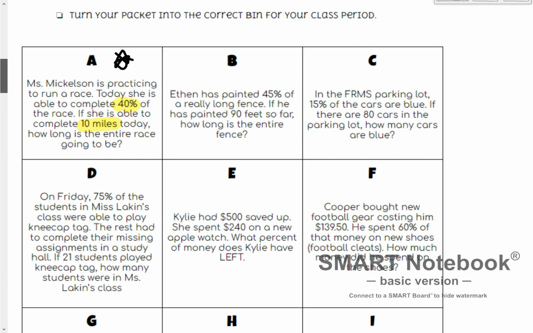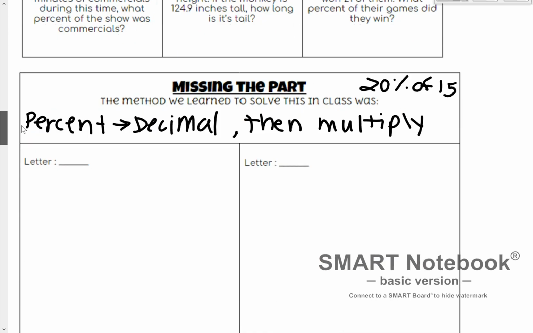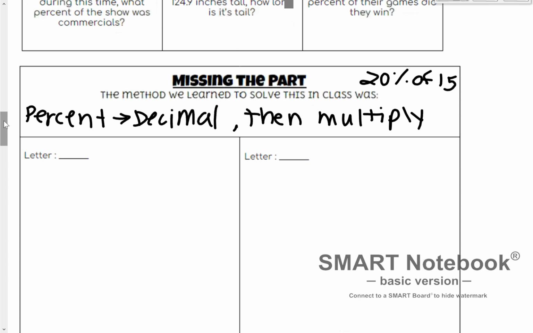If you want to write it on here, sorry, again, I'm just going to be writing really big because of my finger. You don't have to, but just in case you forget from this page to the next page, you can always write it on there. So Miss Mickelson, 40% is 10. So now let's flip to where it says missing the whole.